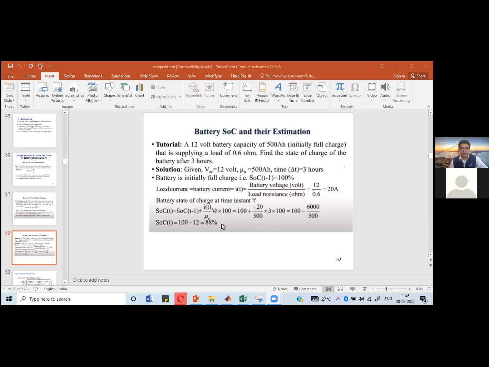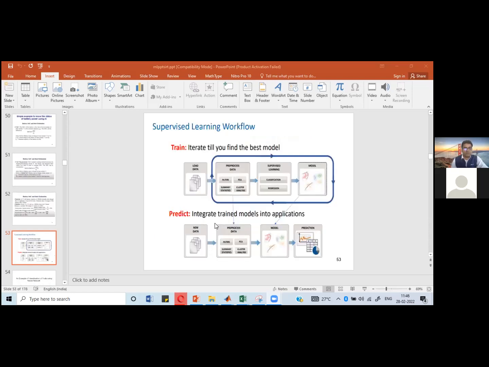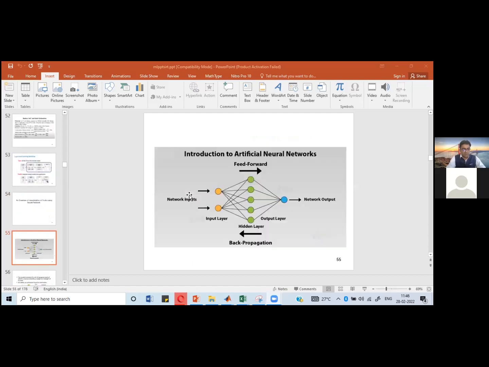Okay, so this is a simple battery. Many things you can find out, like transient analysis, short circuited portion in the motor or battery. Many things you can do in electrical engineering. So basically, how do we train the model? I will give you the example of a neural network.